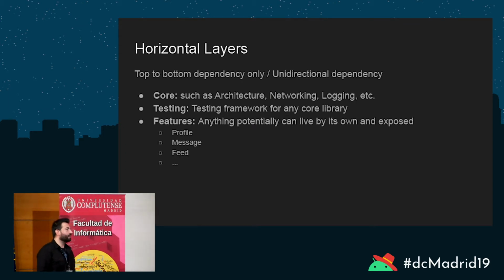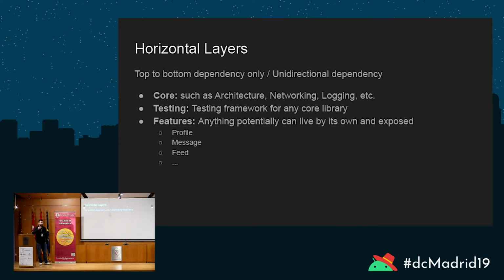And horizontal layers create a top-to-bottom dependency only, so it's kind of unidirectional, right? This allows us to make sure that the layers have one-directional dependency. If you're on the top level, you can depend on the one in the lower level, but not the opposite, to avoid any kind of circular weird stuff.